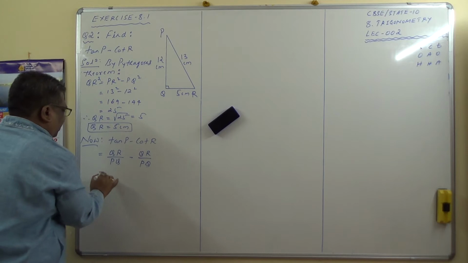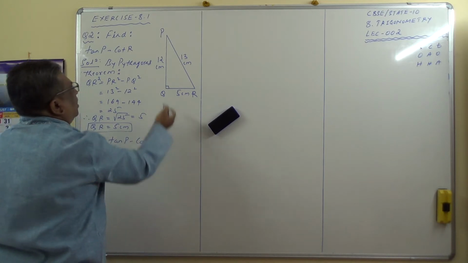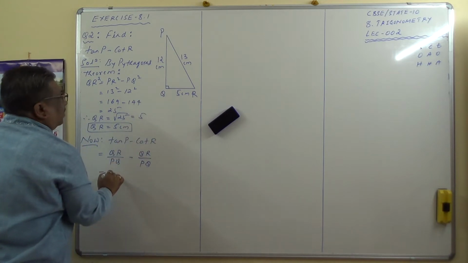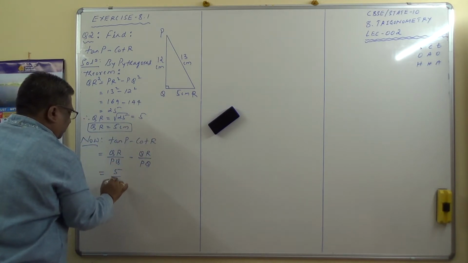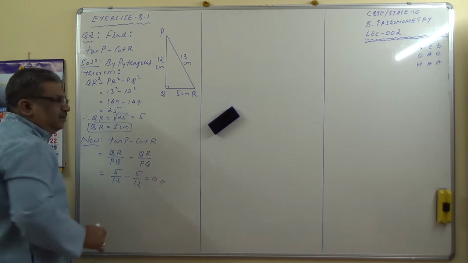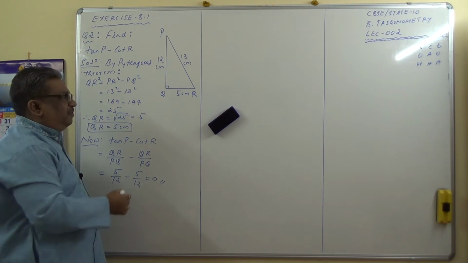So what is this one? QR by PQ. What is QR by PQ? 5 by 12. 5 by 12 minus 5 by 12, which equals 0. Check whether it is correct or not. It should be 0. Next question.